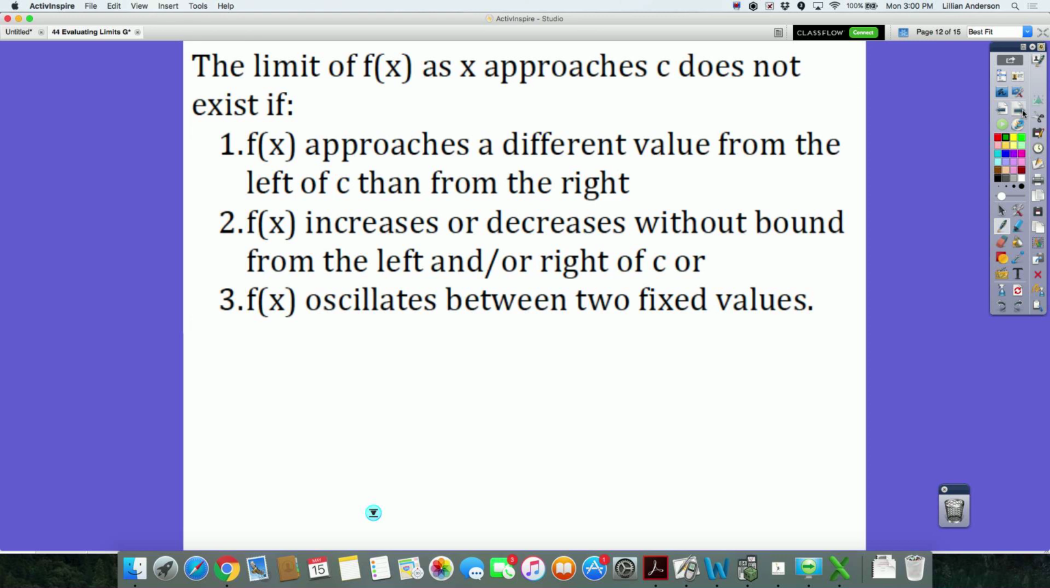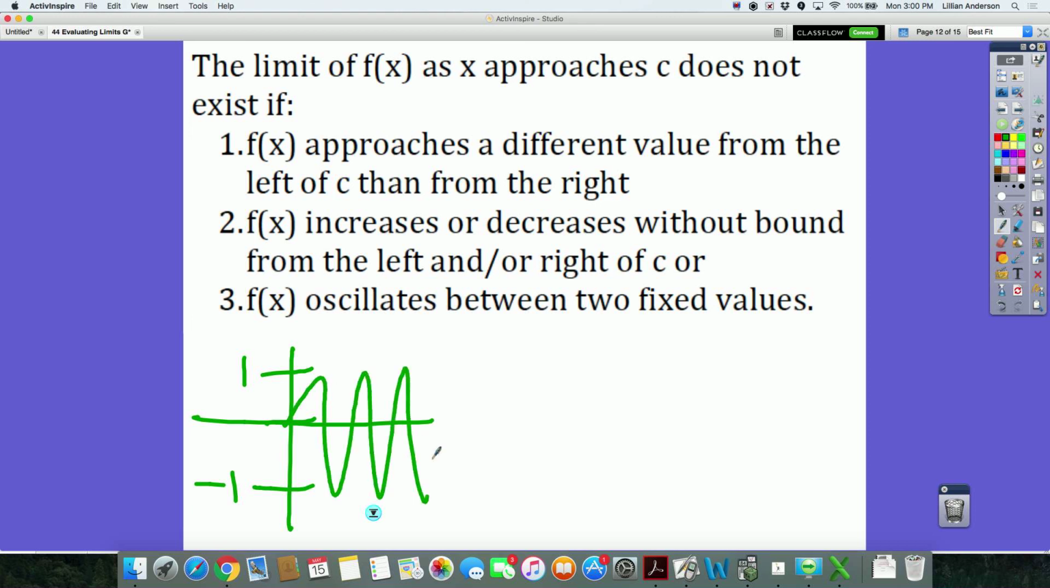If you're like, Ms. Aronson, what does oscillate mean? Say you're looking at a graph and it's just going back and forth between 2 values. What graphs do we know go between 2 values? Sine and cosine. So if it asks you to figure out the limit as x approaches a particular number, like say infinity, we know that it just oscillates between positive 1 and negative 1. So then that would not exist. But these are 3 situations where a limit is not going to exist.